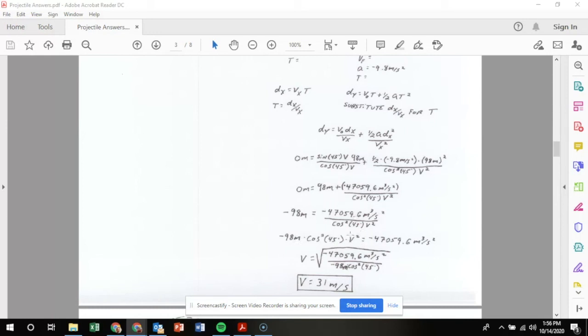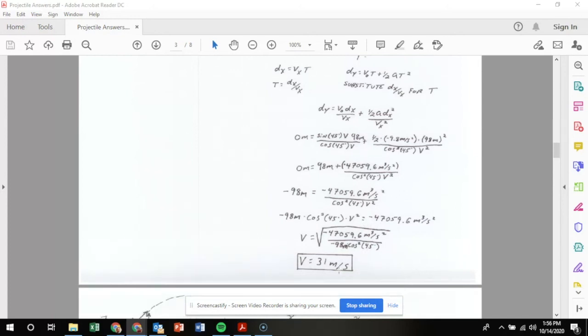47,059.6. And then from here, I can just divide out the negative 98 and the cosine squared 45, divide that whole thing over into my denominator. So you can see that's hanging out down here. Negative 98 cosine squared 45. And in order to get rid of the squared with the v squared, I did the square root. Plug all that into my calculator, and all that ugly math, which might be a little bit confusing, comes out to a nice easy answer of 31 meters per second.